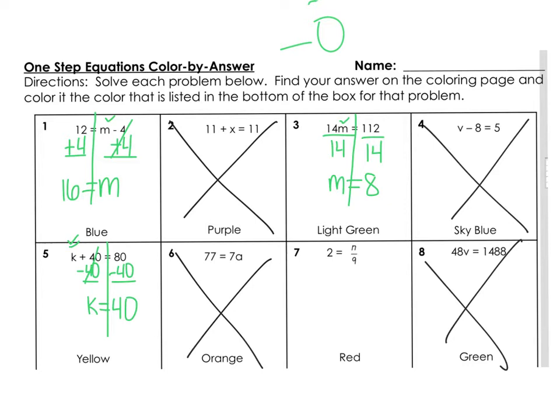And on number 7, I have 2 equals n divided by 9. I want to get n by itself, so I'm going to undo the divide by 9. I'm going to use the inverse operation of division, which would be multiplication. I'm going to multiply both sides by 9. So if I had 9 and divided by 9, they would just cancel and leave me with n equals 18.